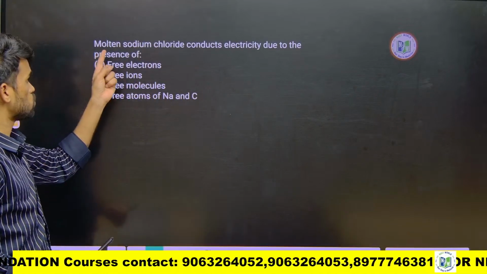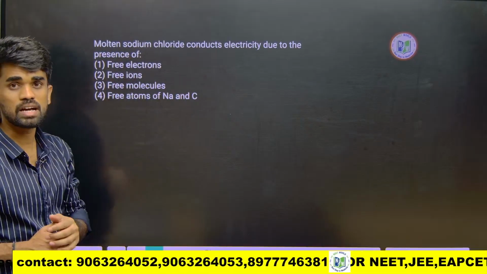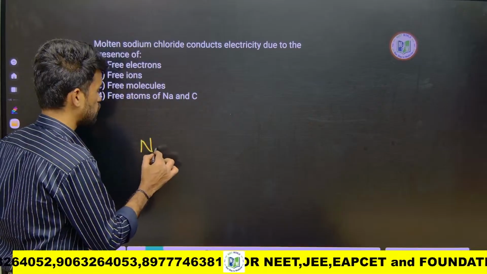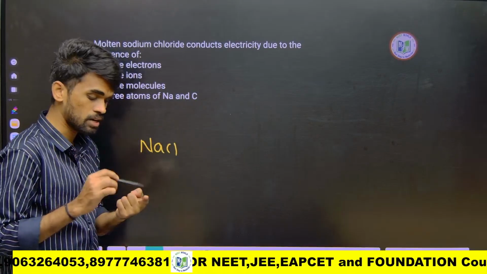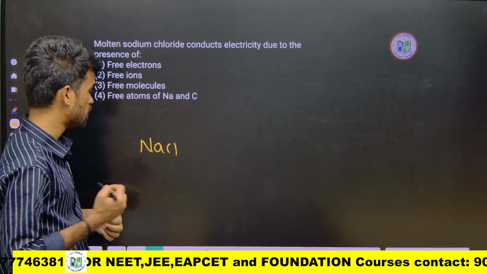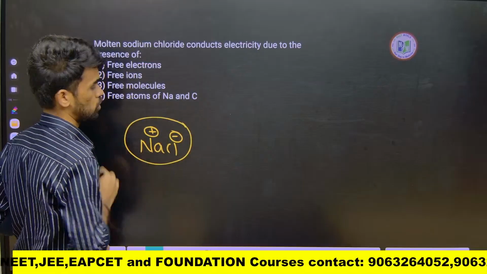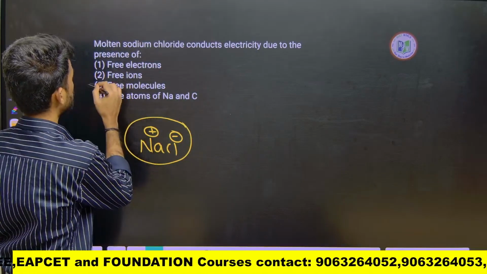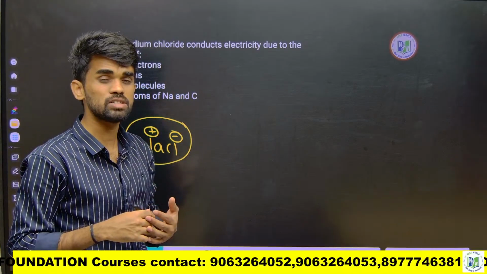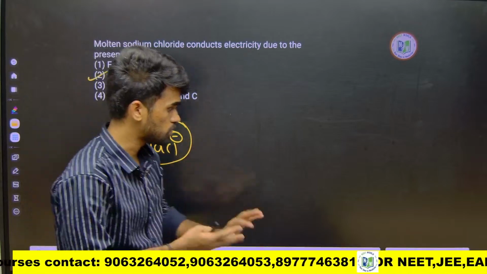Molten sodium chloride conducts electricity due to presence of what? Why will it conduct electricity? See, I just told you, molten form of electrolyte or aqueous form of electrolyte will conduct electricity due to presence of free ions like Na plus, Cl minus in that solution. Okay, it is because of free ions, whereas metals will conduct electricity due to presence of mobile electrons, right? So these are two terms you have to remember.